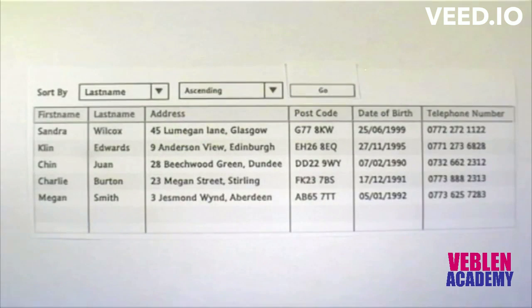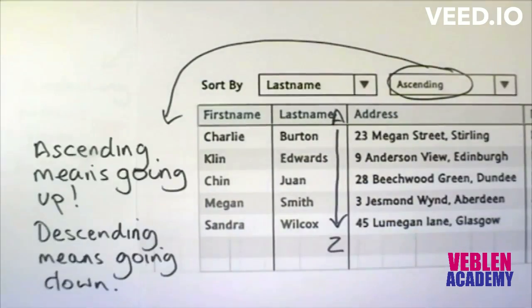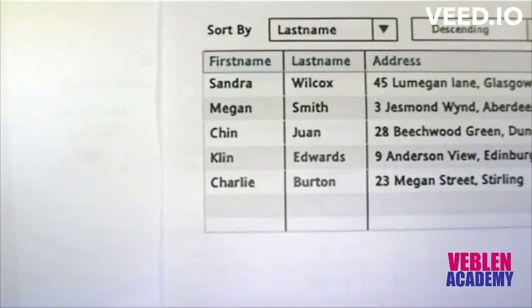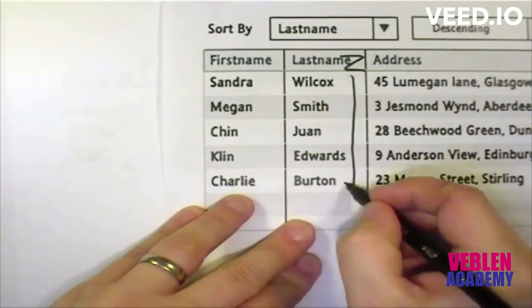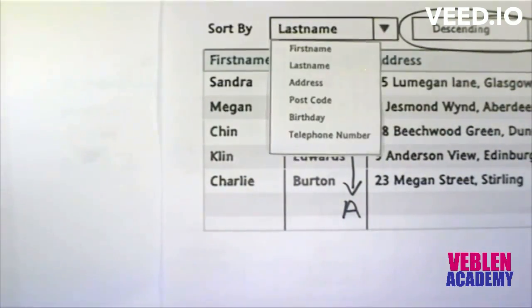He can sort the database to show the records in a different order. He can sort them by last name, ascending, or by last name descending. Or use any other field.